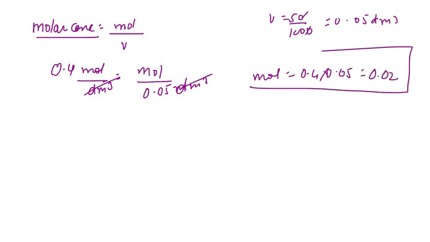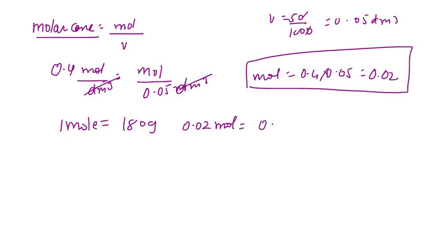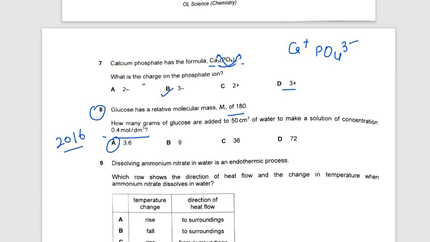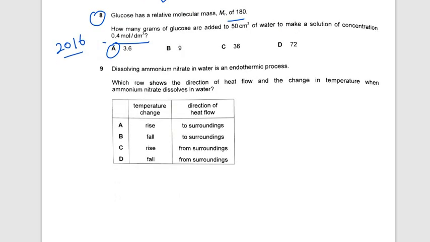This is the mole. From the question we know that 1 mole has a mass of 180 gram, isn't it? So if you have 0.02 mole, what will be the mass? It will be 0.02 multiplied by 180, which gives 3.6 gram. So let's see the options. Option A is correct. A similar question was asked in 2016. In O level, this is a good thing: if you solve multiple papers, 10 or so questions are going to be exactly the same, and the pattern is definitely the same. So it will be really helpful to go through all the O level papers.